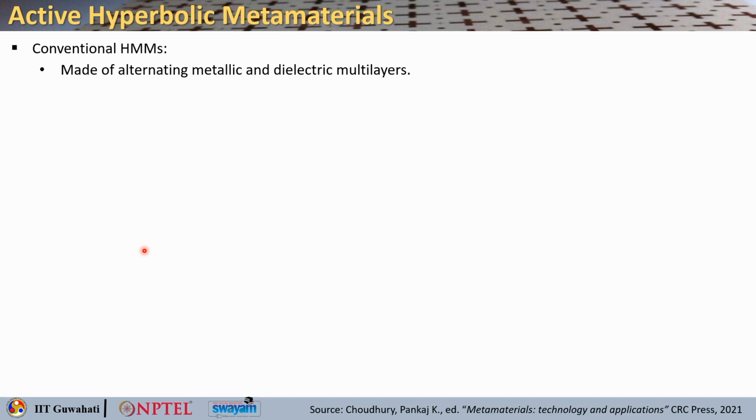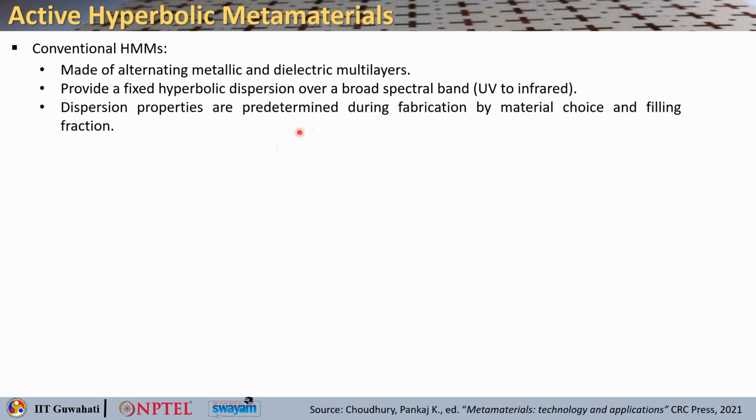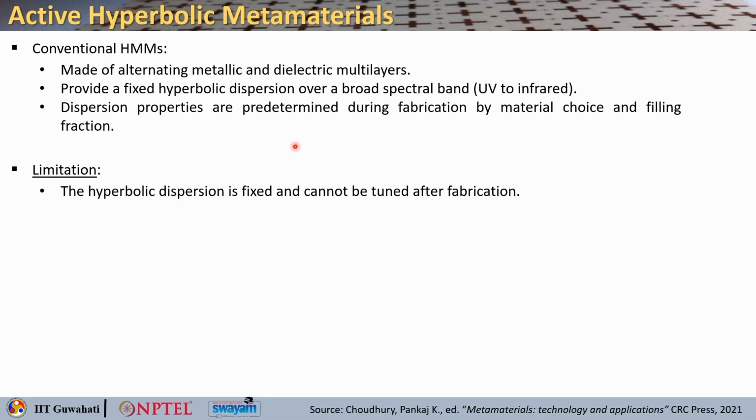Now, till now we have seen conventional hyperbolic metamaterials which are made of alternating metal dielectric multilayers. We have seen they could provide fixed hyperbolic dispersion over broad spectral range, typically from UV to infrared, and these dispersion properties are predetermined during the fabrication by the choice of the material and also the choice of the thickness, that is the filling fraction. So, what are the limitations? This hyperbolic dispersion remains fixed and you cannot alter it after the fabrication is complete.